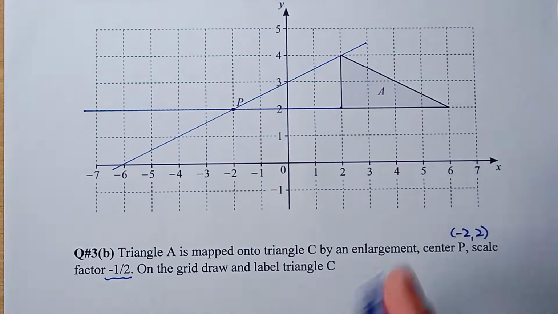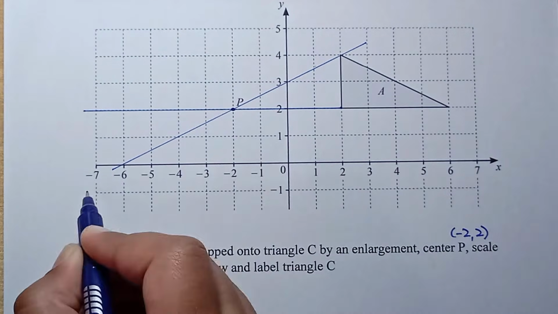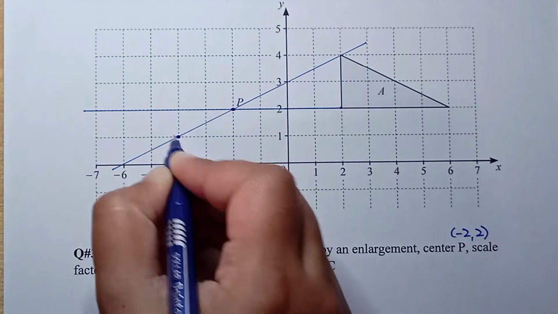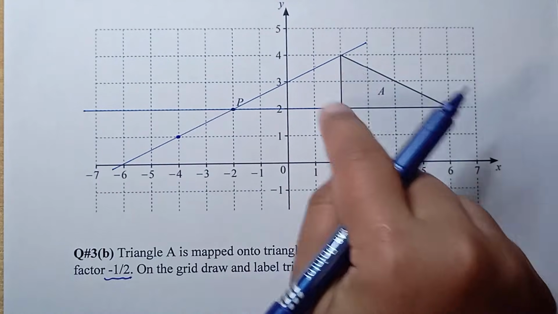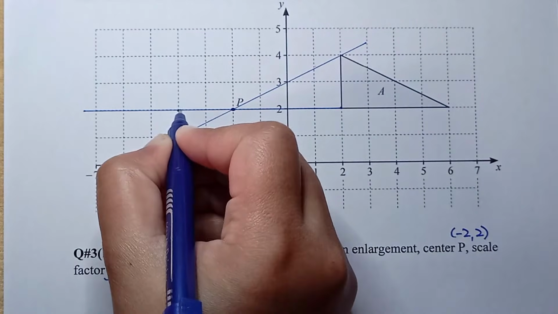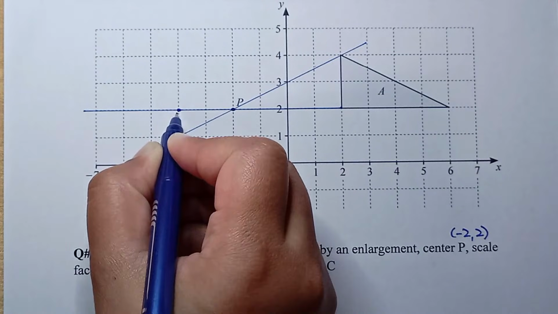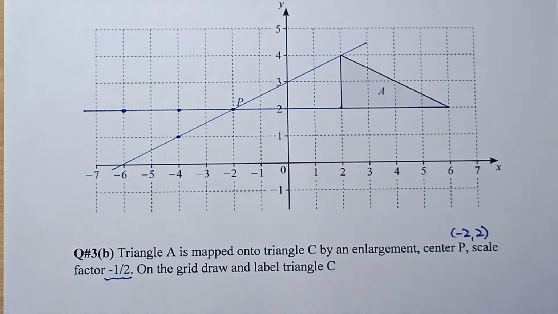Okay, now we need to check exactly which point it passes through. So it passes through this point and this. So this is 2, so it must be half. So this is 1, 2, 3, 4, it must be 2. So we have 1, 2, this point.